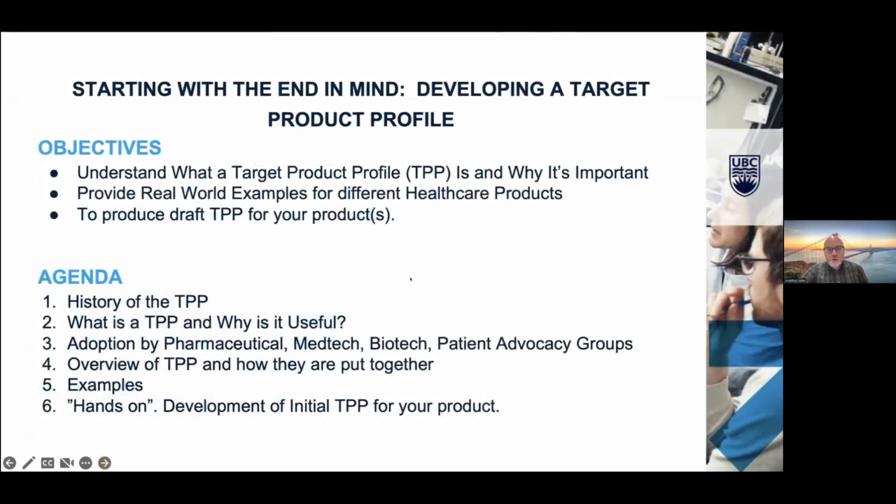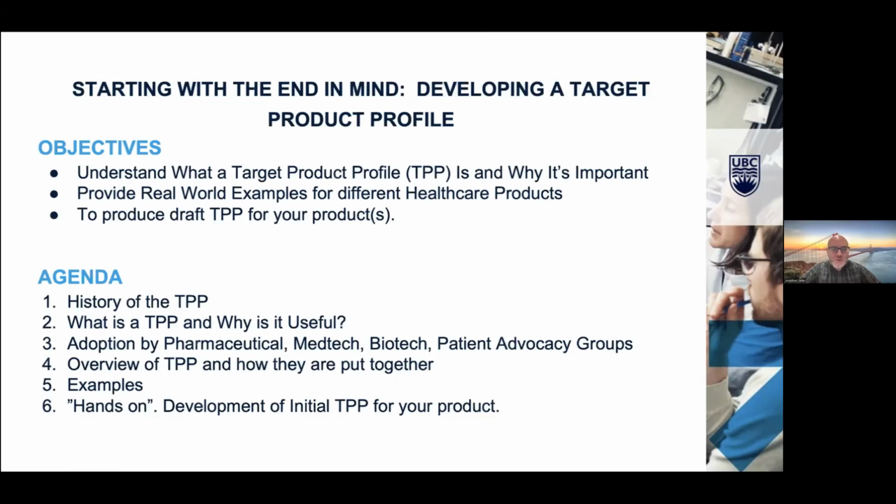All right, so I don't know how many of you have actually worked in this space and understand what a target product profile is, but we'll go through that today, sort of the evolution, and we'll talk about real world examples of different healthcare products, why it's important, and it's a really important tool for new product planning and planning what you're doing both in the lab and on the business side of things.